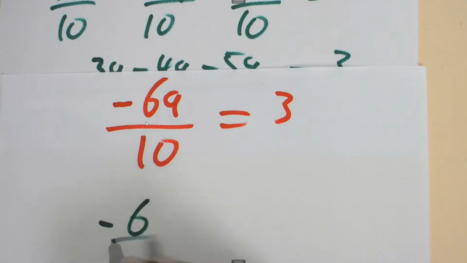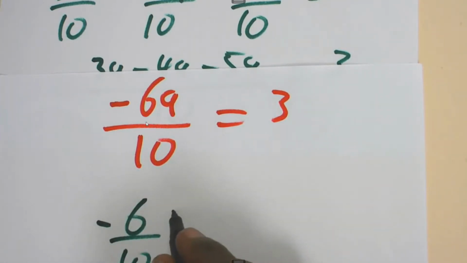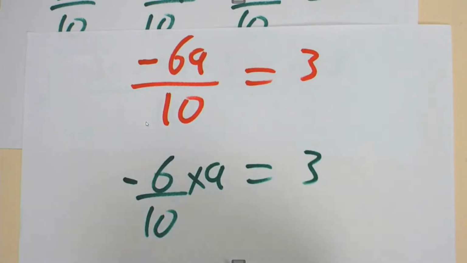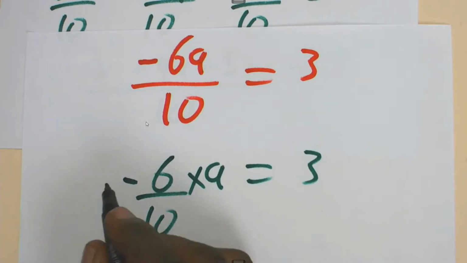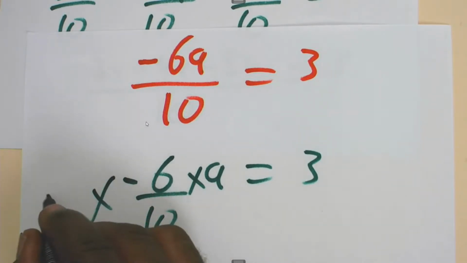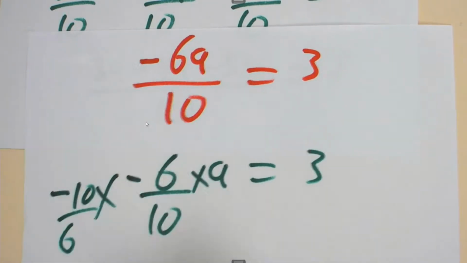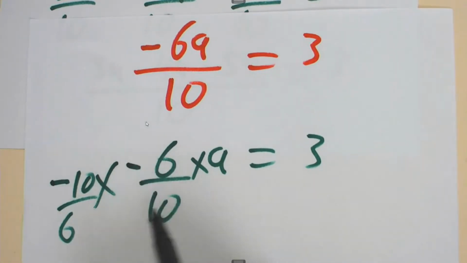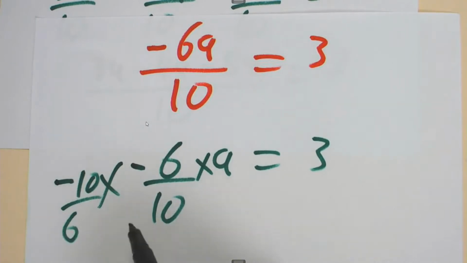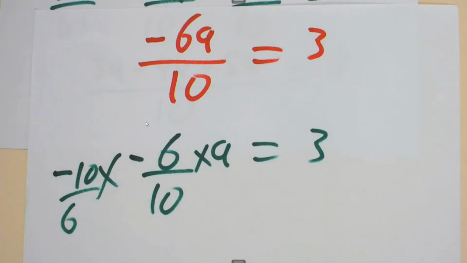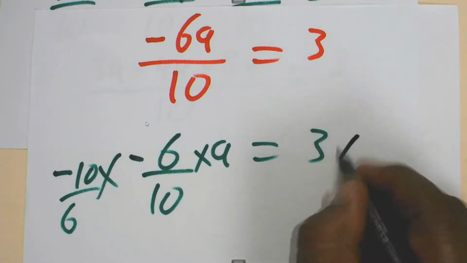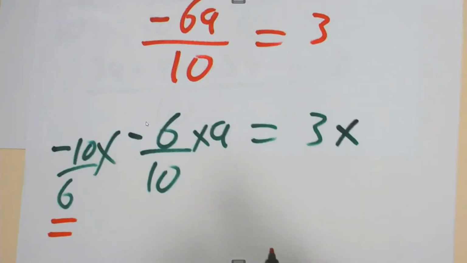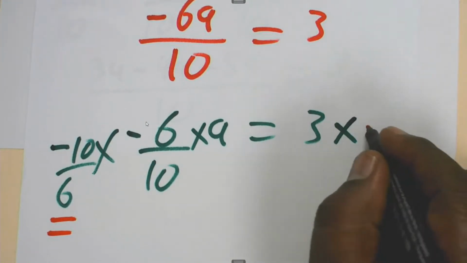What is your coefficient? Minus 10 over 6. That's your coefficient. Therefore, we multiply this one by minus 10 over 6. Sorry. Your coefficient is minus 6 over 10. So you're going to multiply it with the inverse to give us positive 1, which is minus 10 over 6. Whatever you do on the left, don't forget to do on the right.